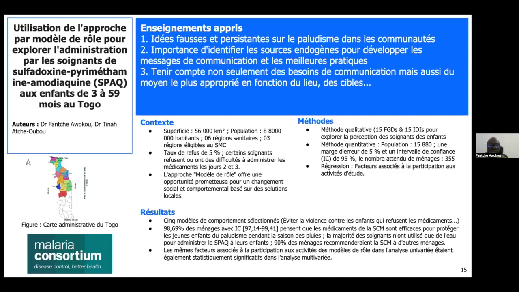We work on the role model approach, where we identify the behaviors we want in a community. We work in the Pakala district in Togo, where the refusal rate in 2020 was 5%, which is the highest percentage of the country. This approach helps us identify local solutions that we can replicate or use again without a big intervention from the exterior. And this is what we use during a behavioral change based on local solutions.